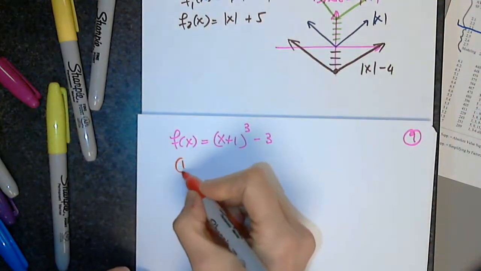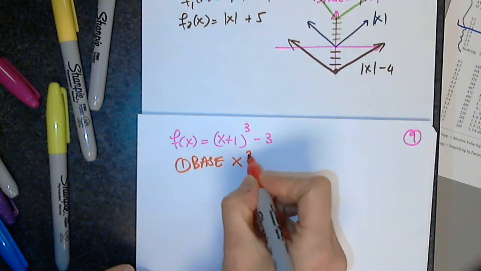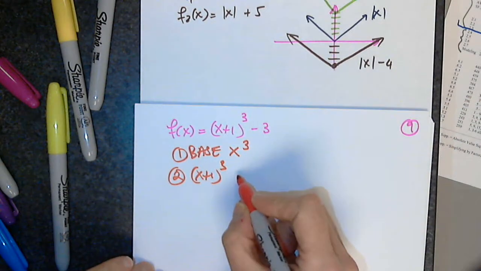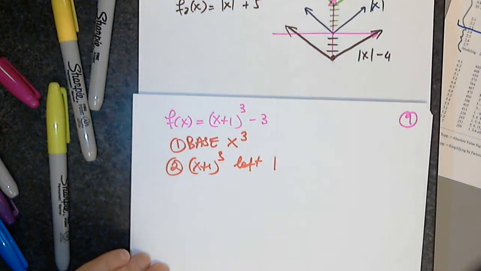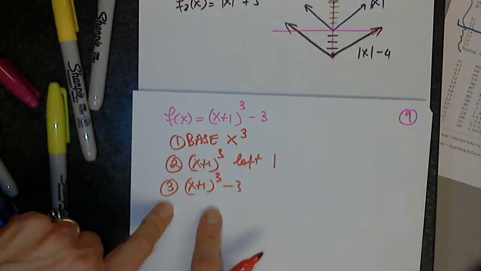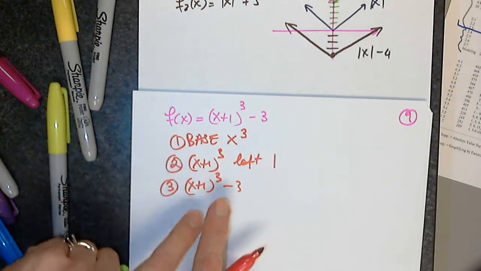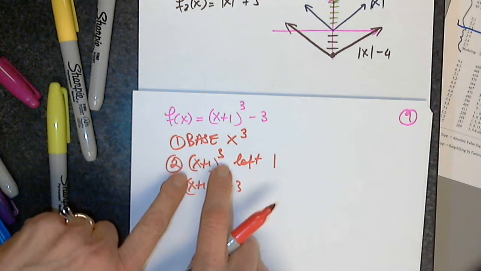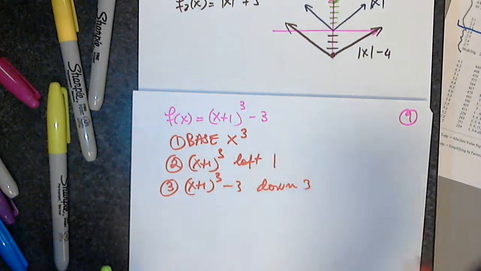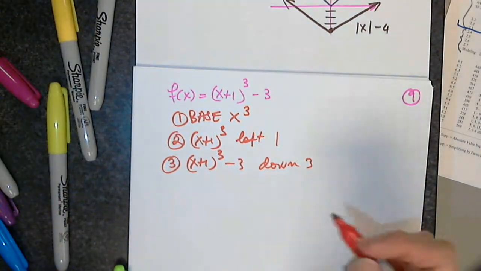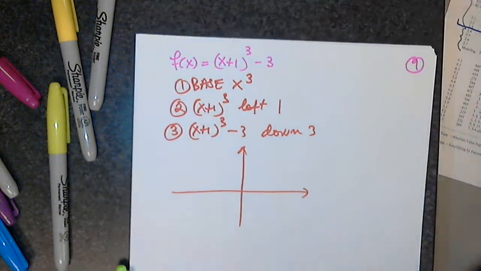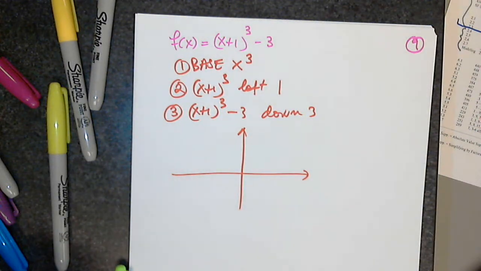So first, the base function is x cubed. Secondly, the transformation that follows is x plus 1 cubed, which is left 1. And x plus 1 cubed minus 3 is not a transformation on the base function. This is a transformation on function number 2. So now this is down 3. I have to show the steps. I will graph the base function. I will shift it 1 to the left, and 3 down.